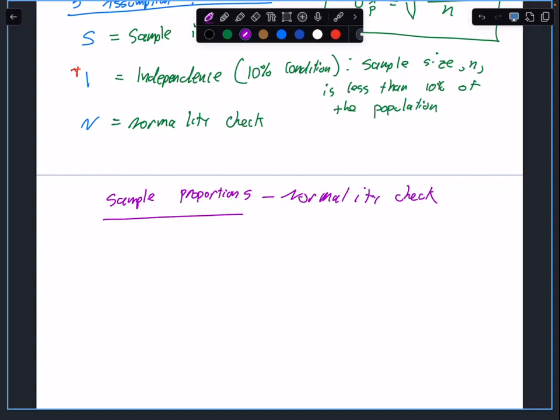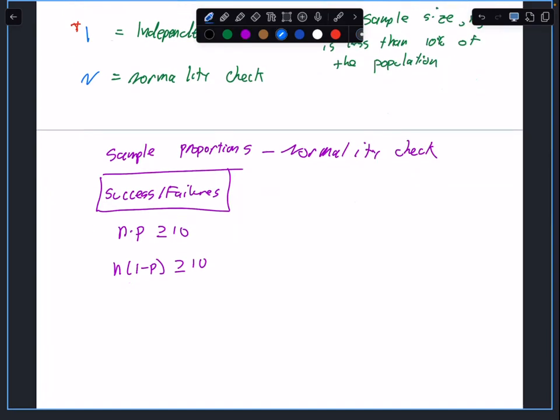No, the normality check. Remember when we took the exam and it said, check to see if you can use a normal model? The success and failures condition. Which is that n times p must be at least 10, and n times 1 minus p must be at least 10. So that's the normality check for proportions.